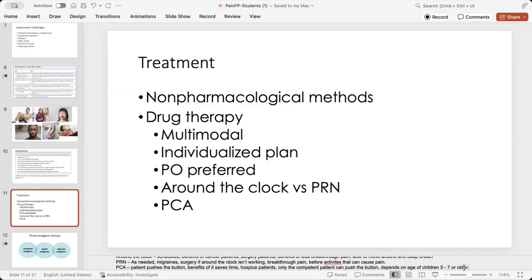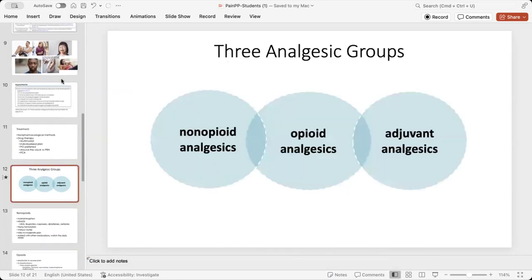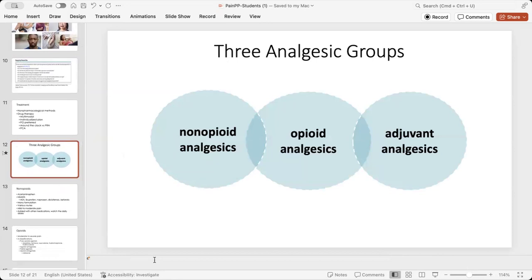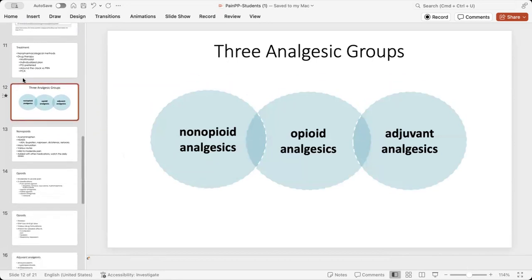All right, so when we talk about pain medication, the big part of this is our analgesic groups. We have three: non-opioids, opioids, and adjuvant or co-analgesics, which can help along with that. What are examples of our non-opioids? Tylenol, acetaminophen, and NSAIDs. Those are your non-opioids.